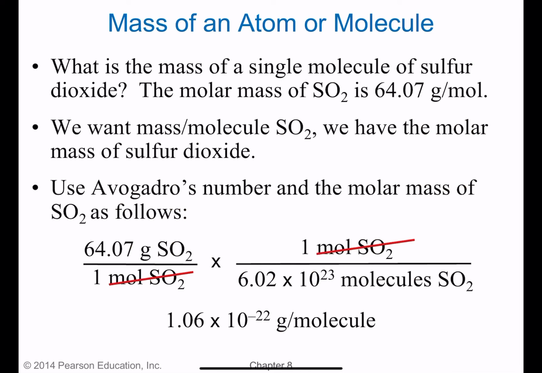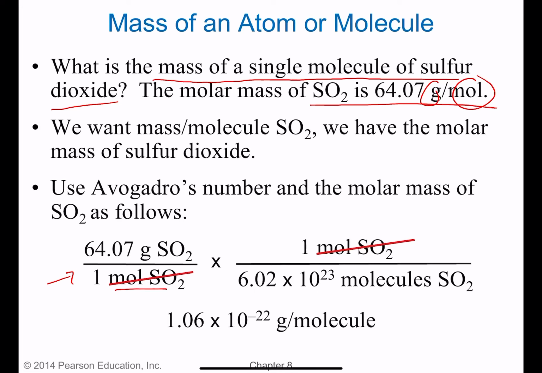Mass of a single atom or molecule, this is not something we do very often, but it is something we could calculate. So here's a question: what is the mass of a single molecule of sulfur dioxide? They give us the molar mass. Now keep in mind, molar mass is the mass per mole of molecules, but this problem is asking, what's the mass of just a single molecule? So we're going to have to use Avogadro's number to get down to the mass of just a single molecule. We're going to start off with the molar mass, 64.07 grams for an entire mole of sulfur dioxide.